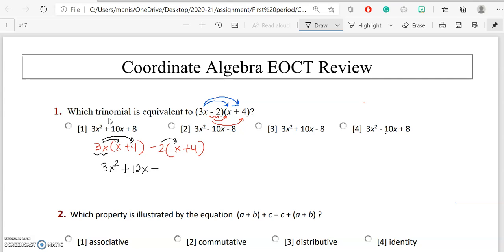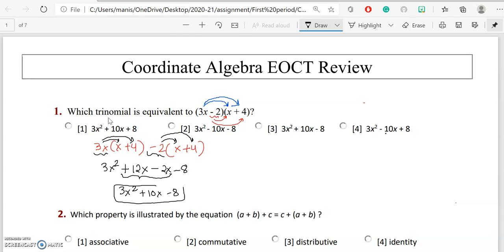I will multiply my 2 with x. It gives me 2x. Then I will multiply my negative 2 with positive 4, which gives me negative 8. Now after this step, I have to combine the like terms. So I have the x terms over here, I will subtract these coefficients. 12 minus 2 will give me 10. So it is positive 10x minus 8.